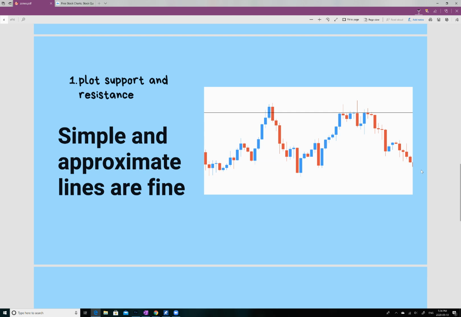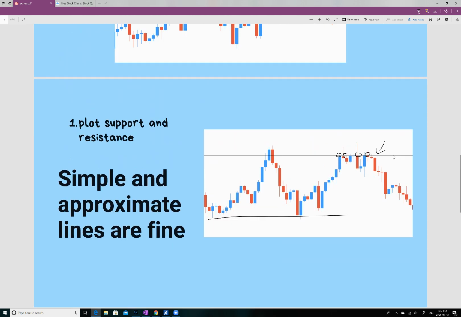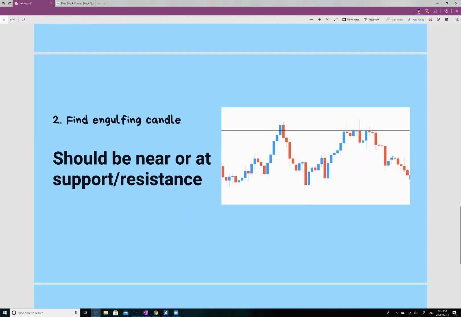Now, I do have in here that you can put a simple and approximate line because we're working with areas here, right? We're going to be working with the zone, but just plot your support or resistance however you normally do it. In this example, I've plotted our resistance line there, and I like to plot resistance or support through as many wicks as possible. That's just how I like to do it. So that's the most accurate way for me. Or you would plot a support if you were looking for a support zone. Pretty easy, right? So you can use whatever method you want to do that.